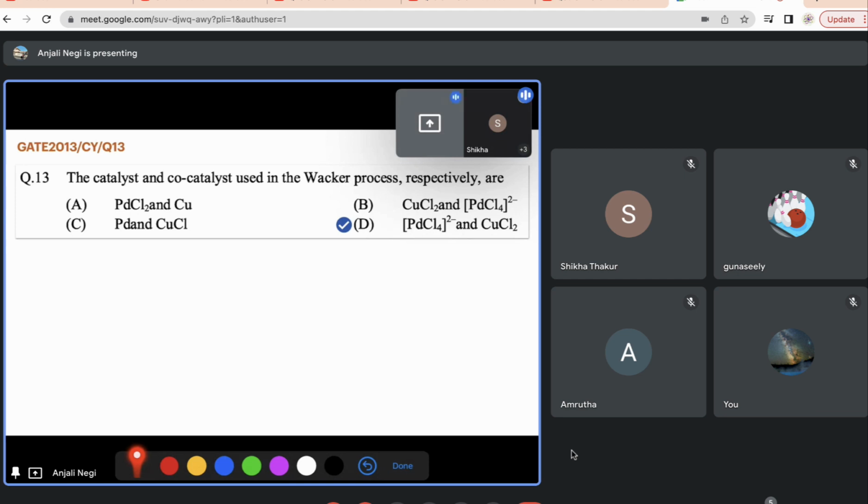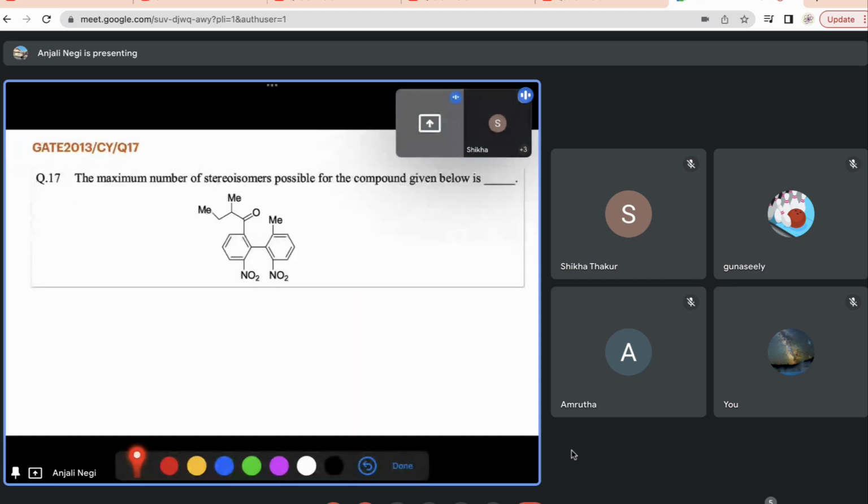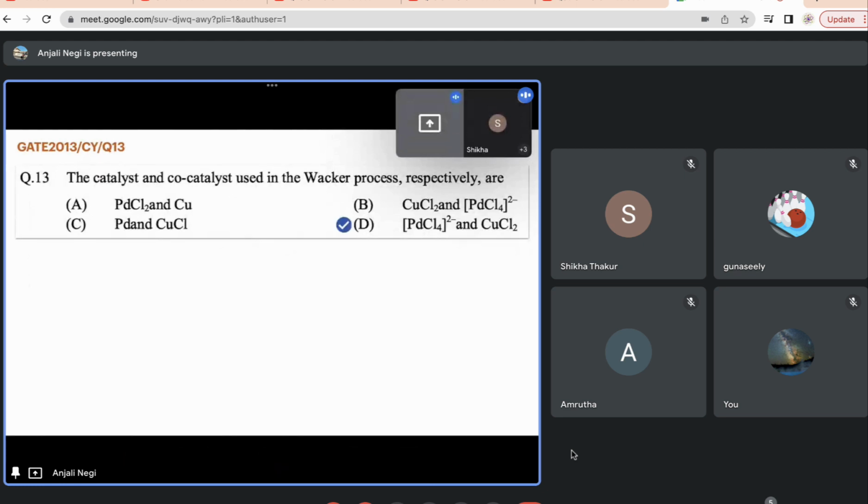Also, in options B and D I can see they have used the word "respectively". The first catalyst in the mechanism is PdCl4 2 negative, and then later CuCl2. So the word "respectively" is very important here, and you have to check that B and D are the same option with the same catalysts, but only the order is different. So look into that also. Yes, so the correct option is D.